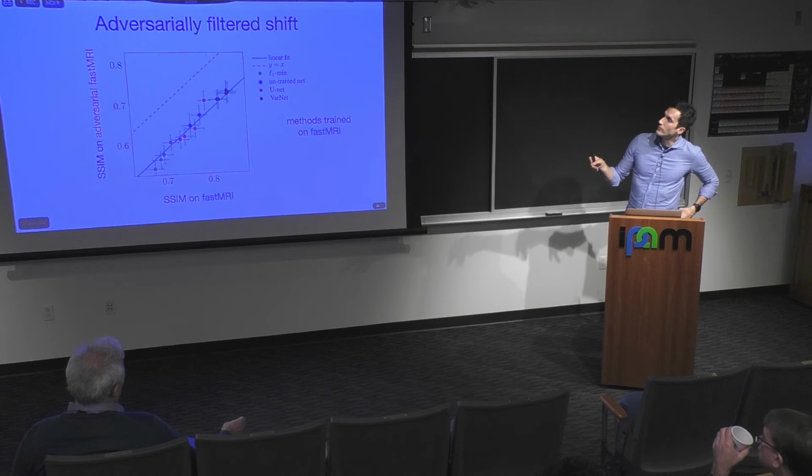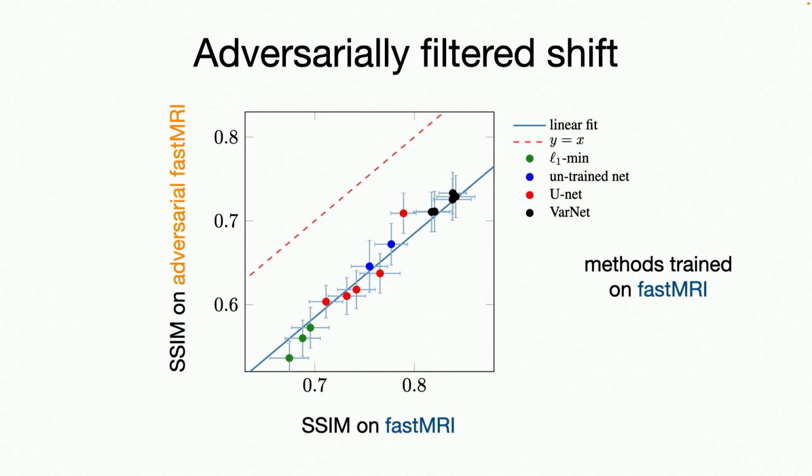Okay, so this really holds true for other shifts as well. So here's adversarially filtered shifts. It doesn't matter so much what it is. Those are difficult to reconstruct images. And as you can see here, the same thing holds: all the methods drop by a very similar amount under such distribution shifts.